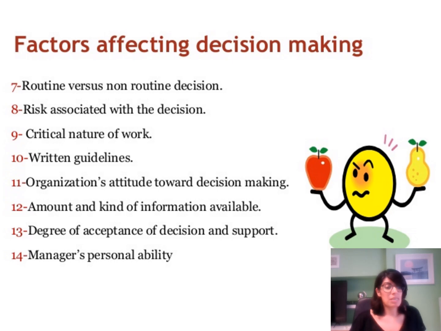How critical is it? Are there any written guidelines? Do you write new guidelines? What is the attitude of your organization to decision making? Who makes the decisions? Are only certain people allowed to make certain decisions at a certain level? How much information is given to you? What kind of information is it? The degree to which your decision is accepted and supported, and also how you are equipped to manage decisions as well.